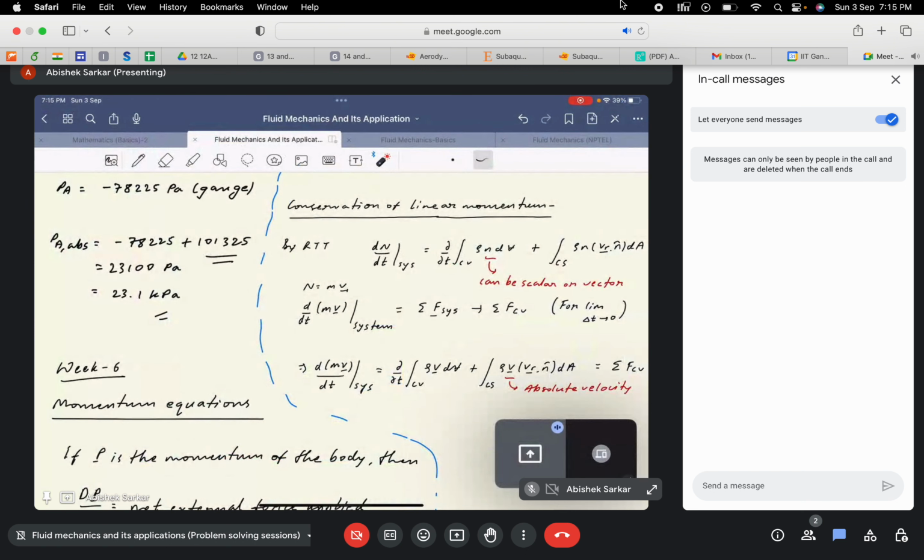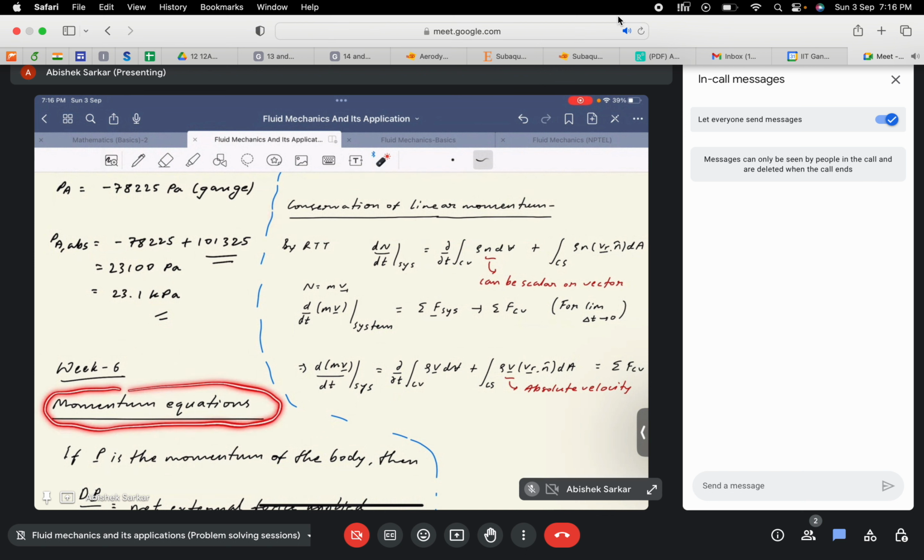So I hope I'm audible, and welcome back to the sixth week of the problem solving session of the course Fluid Mechanics and Applications. In this week we will look into one of the very important concepts in the domain of fluid mechanics, that is the law of conservation of linear momentum, or the momentum equations.